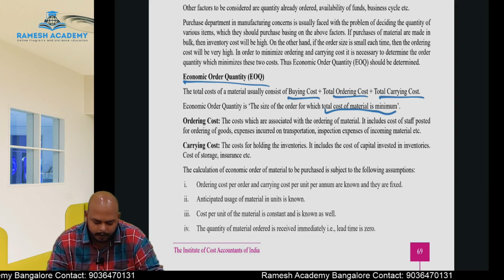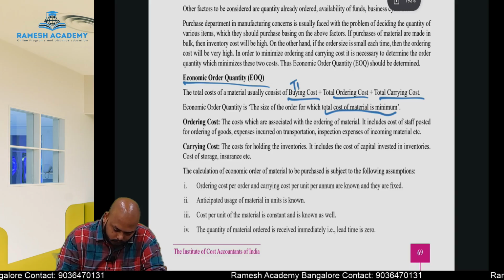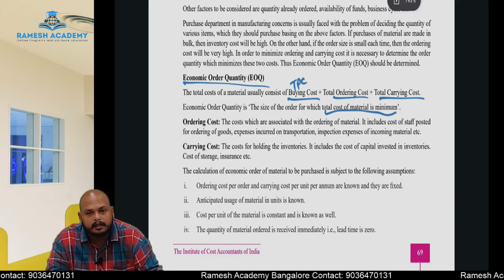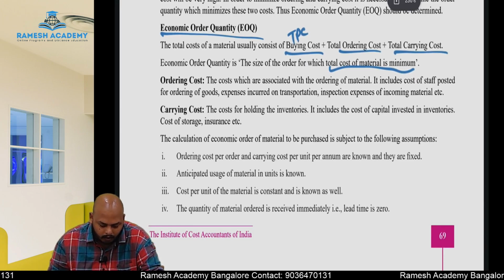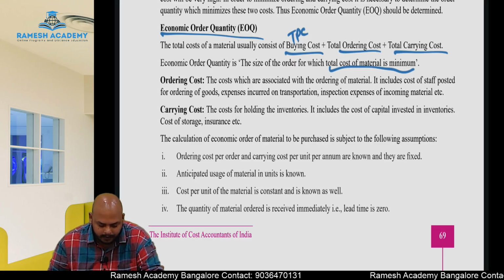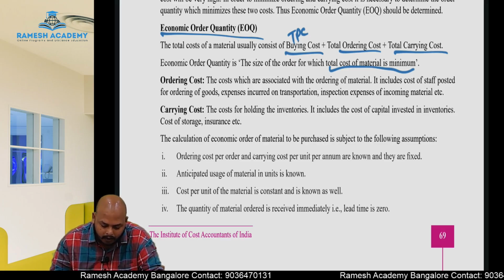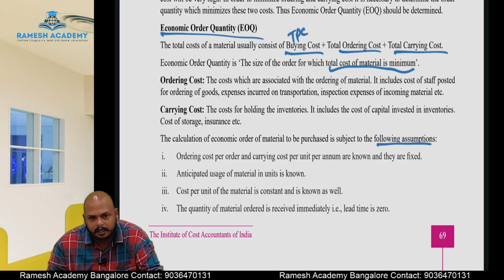And buying cost is nothing but TPC. Buying cost is nothing but what? TPC here, total purchase cost. Okay? Next, he gave the ordering cost definition and the carrying cost definition. The calculation of economic order quantity of a material to be purchased is subjected to the following assumptions. He gave the assumptions.